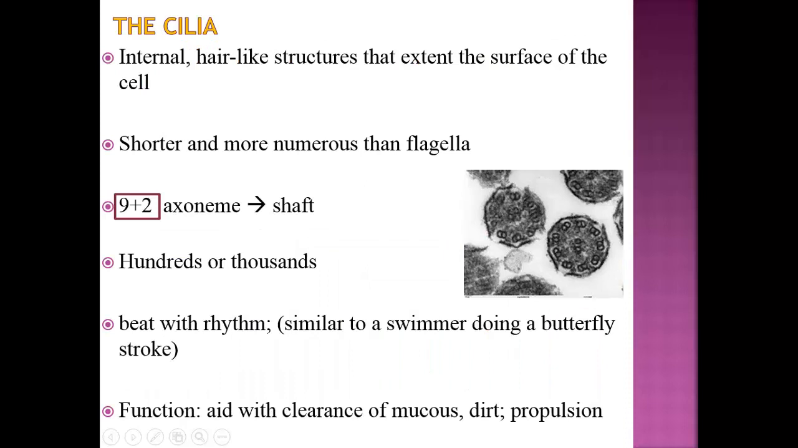The cilia are hair-like structures that extend the surface of the cell. They are shorter and more numerous than the flagella. The cilia also has a 9+2 structure of axoneme at the level of the shaft, as shown in this electron micrograph. There are usually hundreds or thousands in number. They beat with rhythm similar to a swimmer doing a butterfly stroke. The cilia aid with clearance of mucus or dirt, and they function by propulsion.